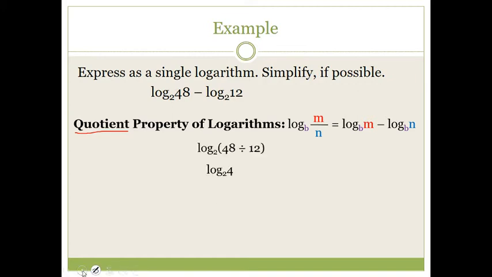Alright, so 48 divided by 12 is 2, and now we want to know what log base 2 of 4 is. So log base 2 of 4 equals what? Well, then I can rewrite this as an exponential, right? So 2 to the x is equal to 4. And now we can see that x is 2 because 2 squared is 4.